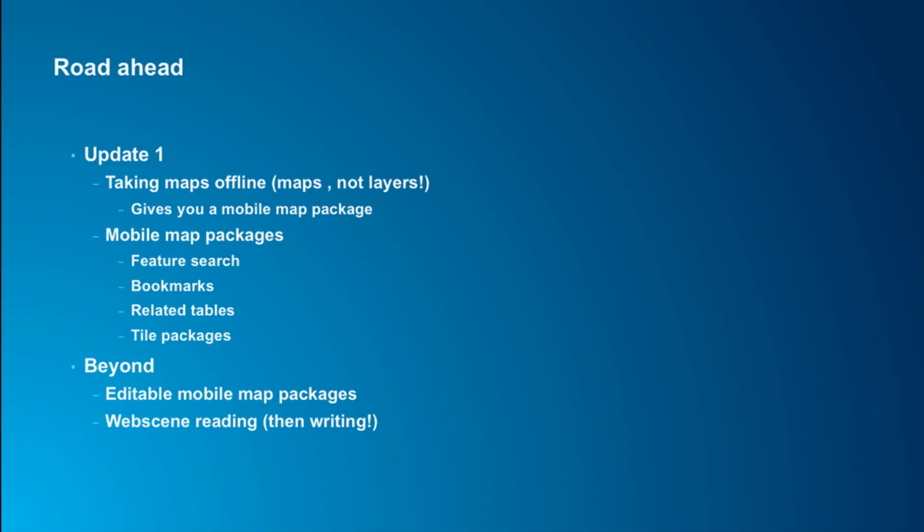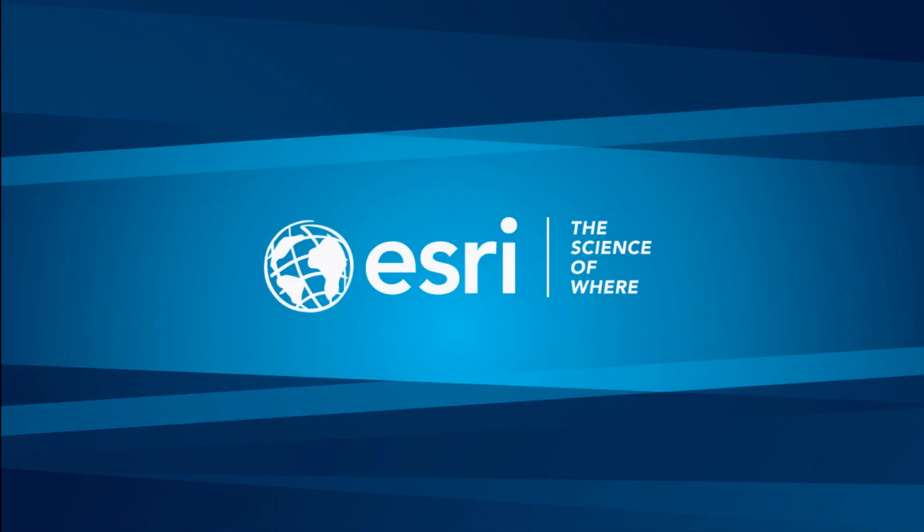In terms of beyond update 1, the other things related to working with online and offline maps is being able to edit mobile map packages and edit the data inside them. We're looking at how we might want to do that. And we're obviously also working on the ability to open and edit web scenes. Right now you have to construct scenes as a developer, and we can't open web scenes, but we're going to do that in the same way that we're working with web maps going forward. So we'll hopefully have that for you soon. So that is pretty much the end.